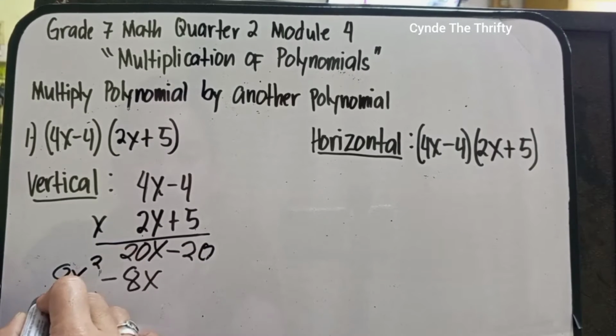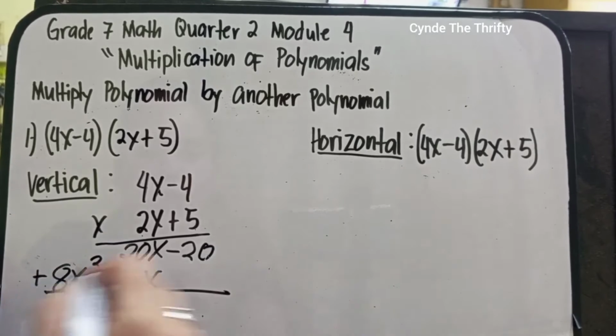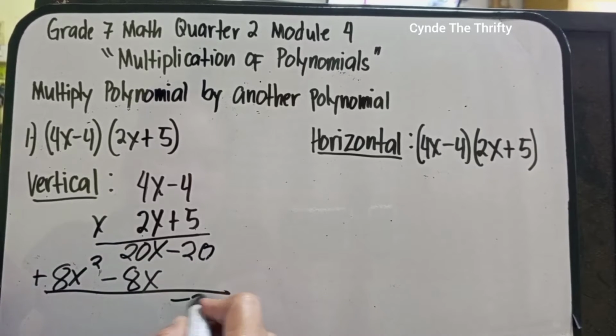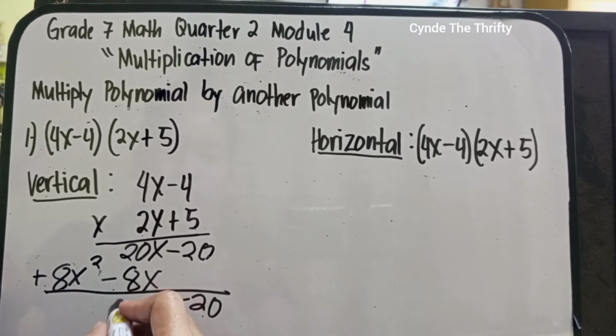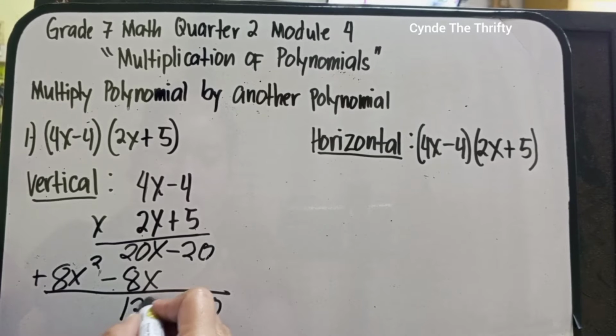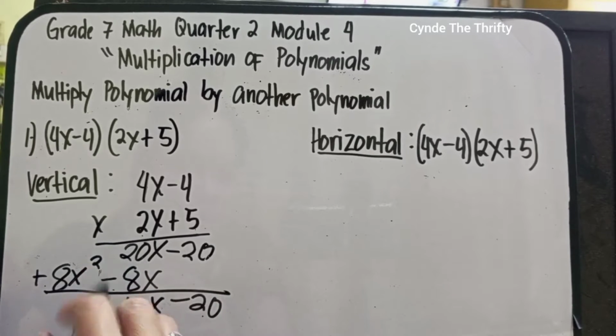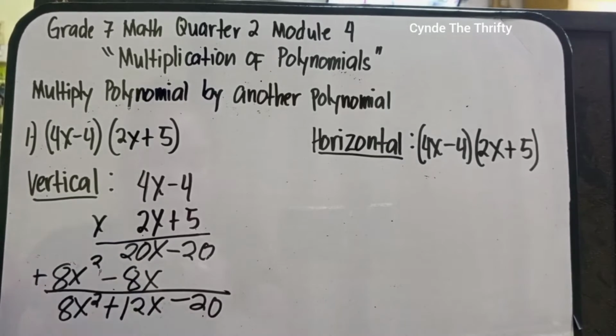And then, mag-add na tayo. So, bring down natin sa negative 20. And then, positive 20x minus 8x is equal to 12x. Ang sign natin is positive kasi mas malaki si 20. And then, bring down 8x squared. Ang ating sagot is 8x squared plus 12x minus 20.